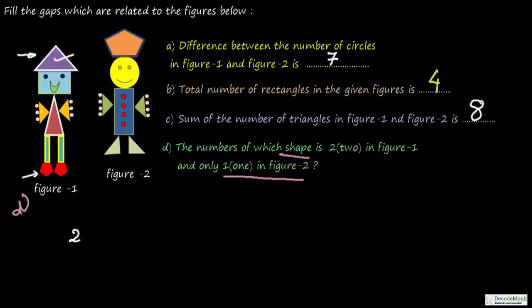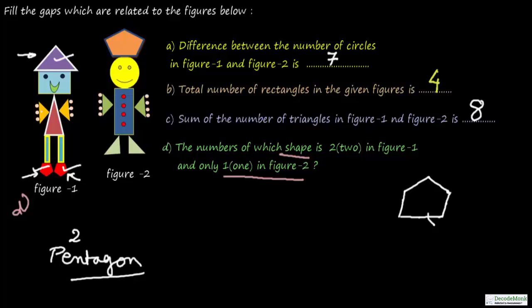Now you can see the feet over here. These are of what shape? 1, 2, 3, 4, 5. There are 5 connected lines over here, so this is called a pentagon. How many pentagons are there? 1 and 2. A pentagon is somewhat like this, a closed shape with 5 sides: 1, 2, 3, 4 and 5. This is called a pentagon. So there are 2 pentagons in figure 1.